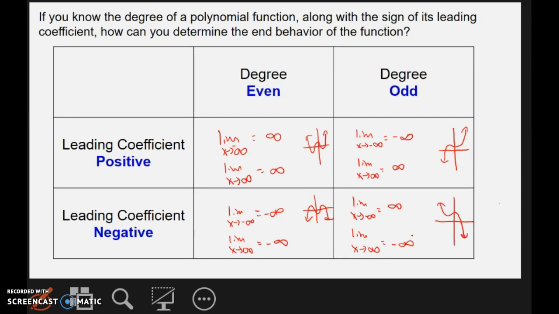For end behavior, really it's determined by the degree. If the degree is even, then we know that the graph is going to open in the same direction, either both up on the left and the right, or both down. If it's odd, we know they're going to go apart, and then that leading coefficient will give us a little bit more information to figure that out.